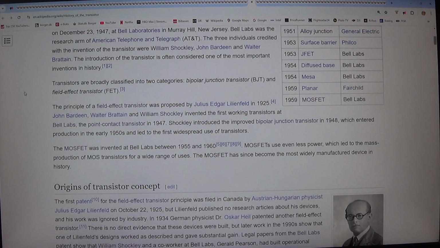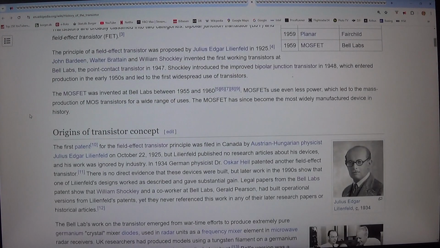Transistors are broadly classified into 2 categories: bipolar junction transistor, BJT, and field effect transistor, FET. The principle of a field effect transistor was proposed by Julius Edgar Lilienfeld in 1925. John Bardeen, Walter Brattain and William Shockley invented the first working transistors at Bell Labs, the point contact transistor in 1947. Shockley introduced the improved bipolar junction transistor in 1948, which entered production in the early 1950s and led to the first widespread use of transistors.